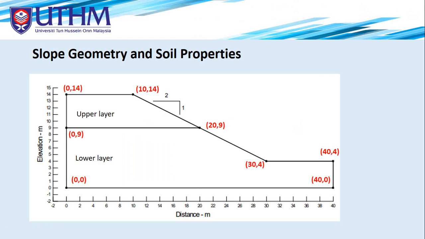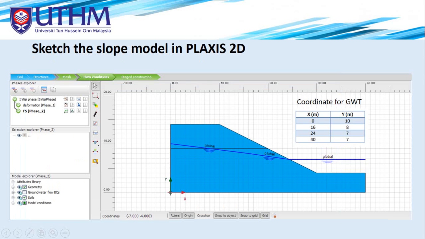Before you create your model in the Plaxis software, first you have to determine the coordinates of your model. For this example, the coordinates start from 0, 0 to 40, 0, 44, 34, 29, 0, 9, 0, 14, and 0, 14. Sometimes we also have to sketch the groundwater table, so you have to know the coordinates for the groundwater table. So how do we model the slope in Plaxis 2D?